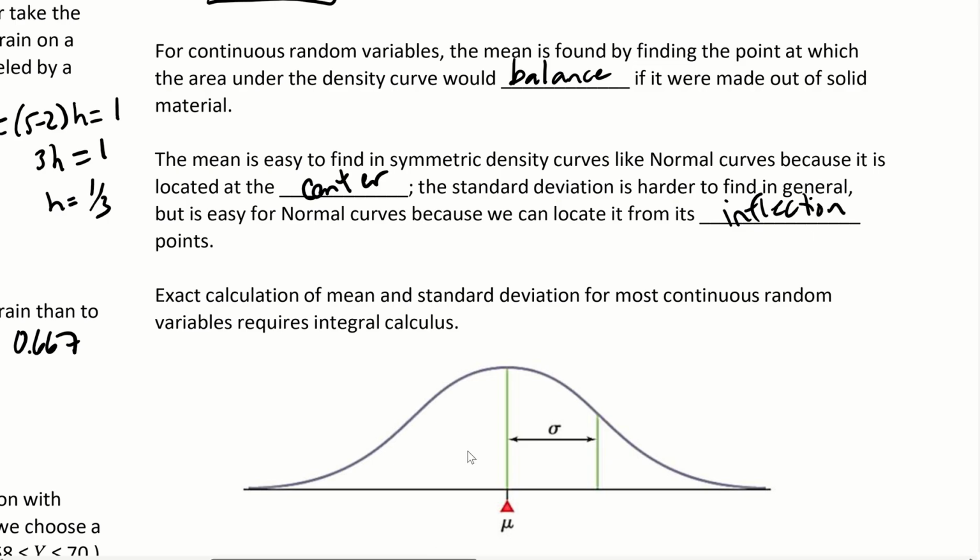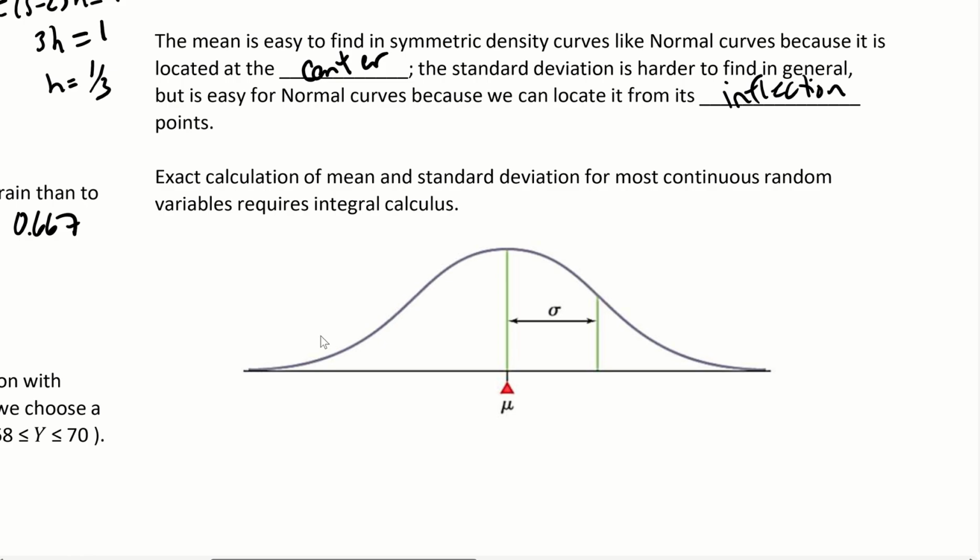The exact calculation for mean and standard deviation for other density curves requires integral calculus. So you need to integrate in order to find the exact mean and standard deviation when you're talking about other density curves. So that's why we're really going to be focusing on uniform and mostly on normal distribution. I would say most of the time it's going to be normal distribution, but the mean is in the middle for the normal distribution because it's symmetric.